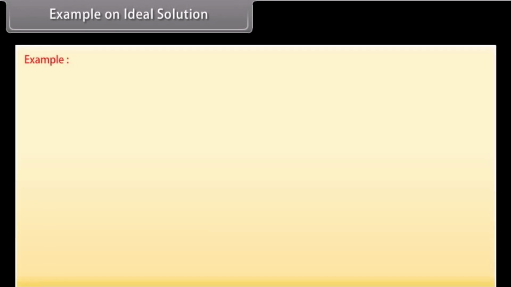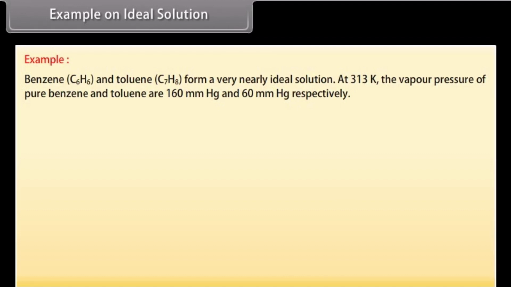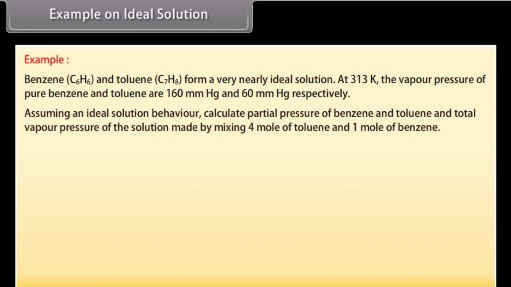Example on ideal solution. Let's take an example of ideal solutions. Benzene and toluene form a very nearly ideal solution. At 313 Kelvin, the vapor pressure of pure benzene and toluene are 160 mm Hg and 60 mm Hg respectively. Assuming an ideal solution behavior, calculate the partial pressure of benzene and toluene, and the total vapor pressure of the solution made by mixing 4 mole of toluene and 1 mole of benzene.